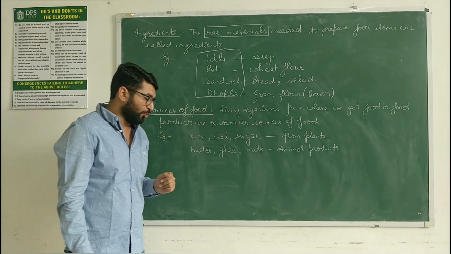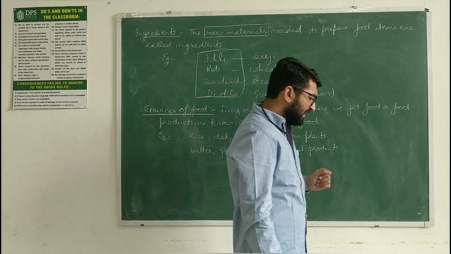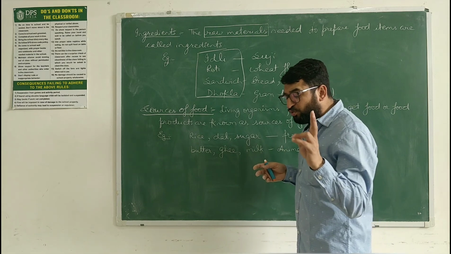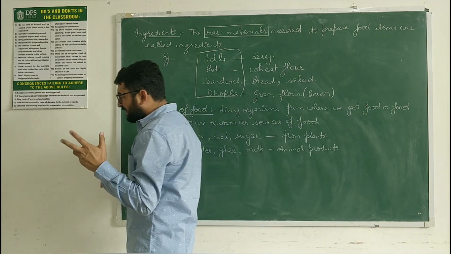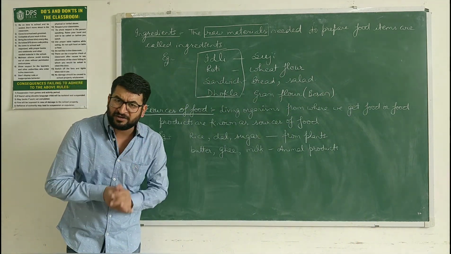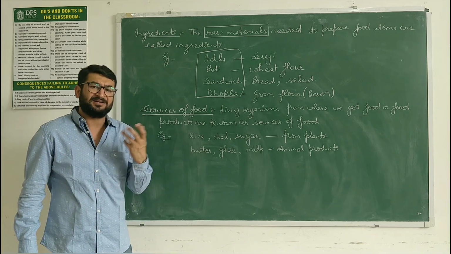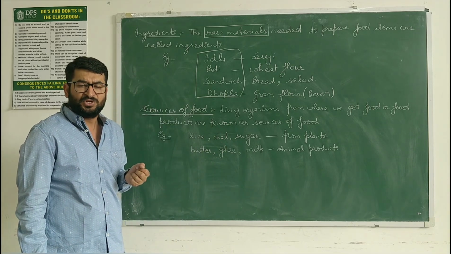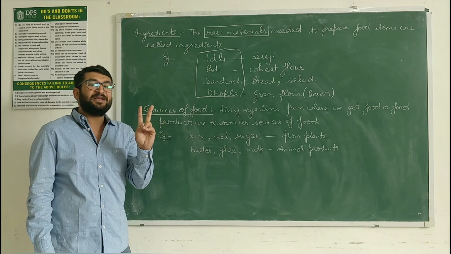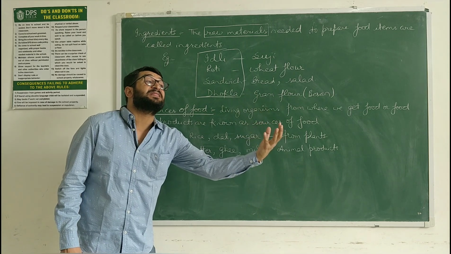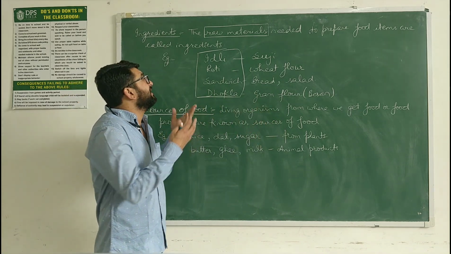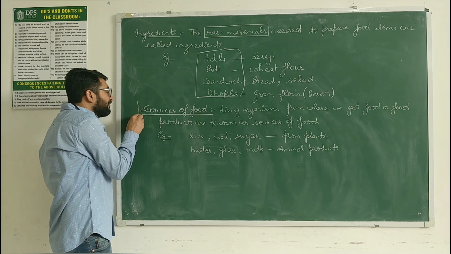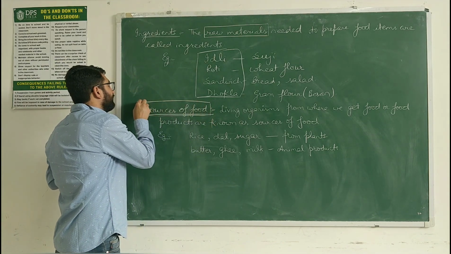Next we'll discuss sources of food. Now children, these are the raw materials. These raw materials we obtain from two kinds of living organisms. Either these raw materials are plant products, which we obtain from plants, or we get them from animals. So there are two kinds of sources from where we obtain the ingredients to prepare food, and those sources are referred to by the name of this chapter, sources of food.